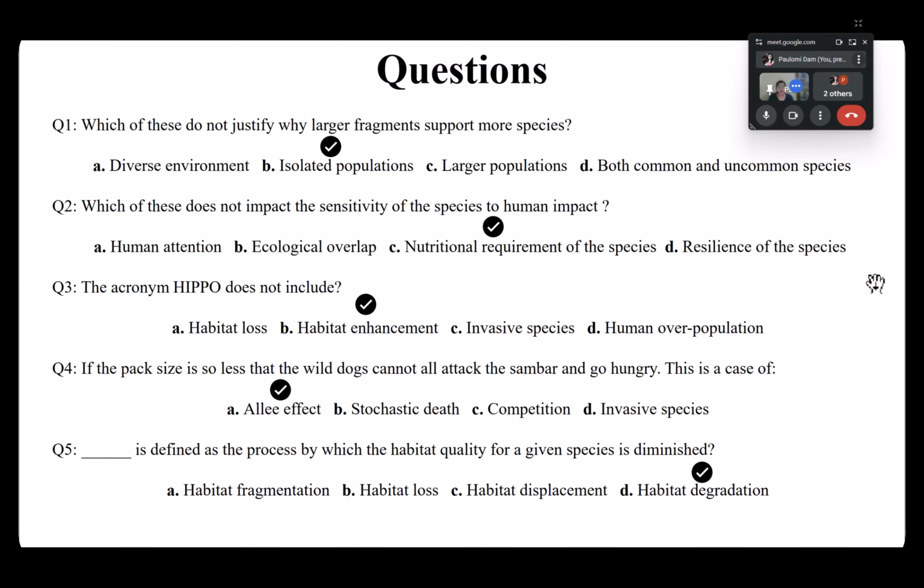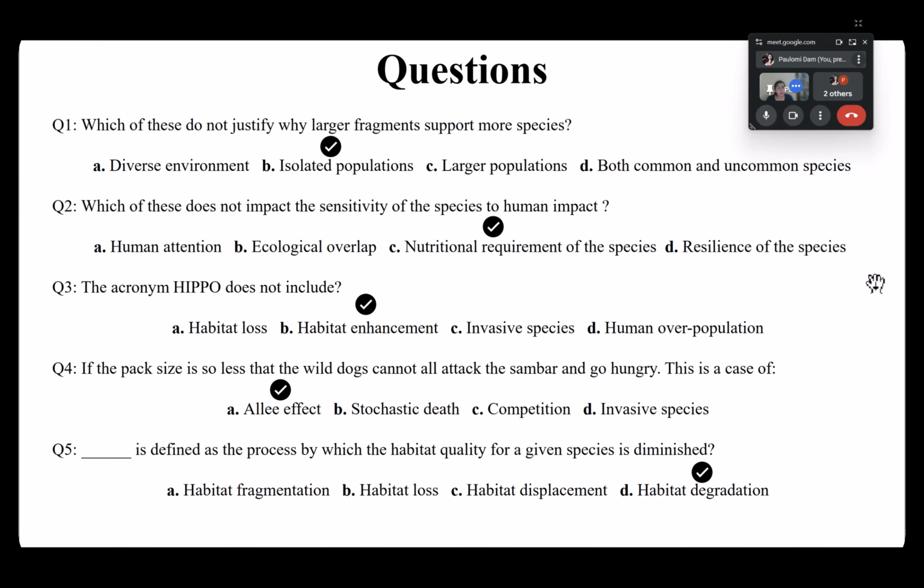Next is, which of these does not impact the sensitivity of the species to human impact? Human attention, ecological overlap, resilience, and home range. These are the four that affect. Nutritional requirement of the species comes under ecological overlap along with several other factors. Alone, it's not the only factor that impacts the sensitivity.